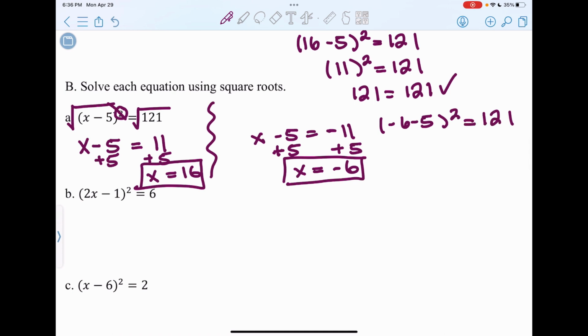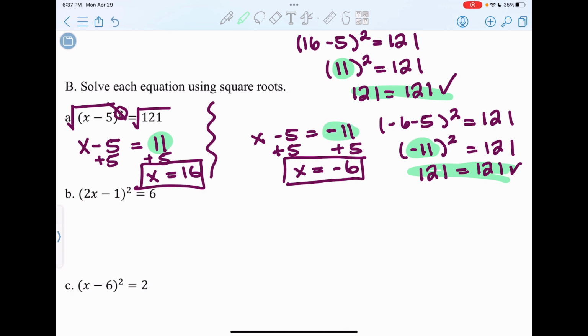Negative 6 minus 5 is negative 11. And negative 11 squared, negative 11 times negative 11, is positive 121. So notice how I have to consider that inside the parentheses could be positive 11 or negative 11, because squaring both of those gives us the same value. So make sure that when you take the square root, you solve for both positive 11 and negative 11.